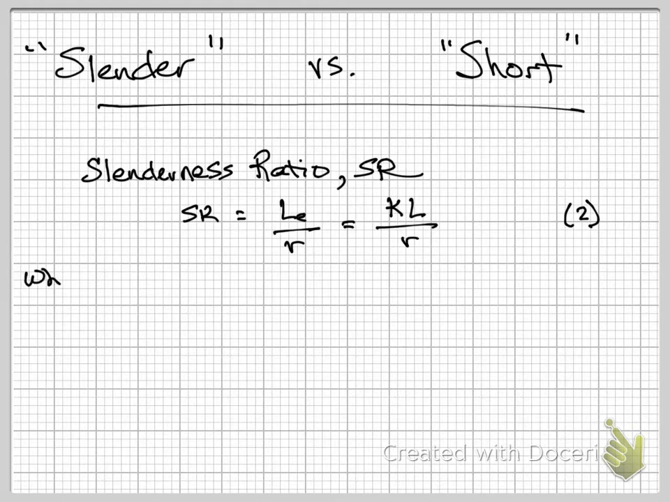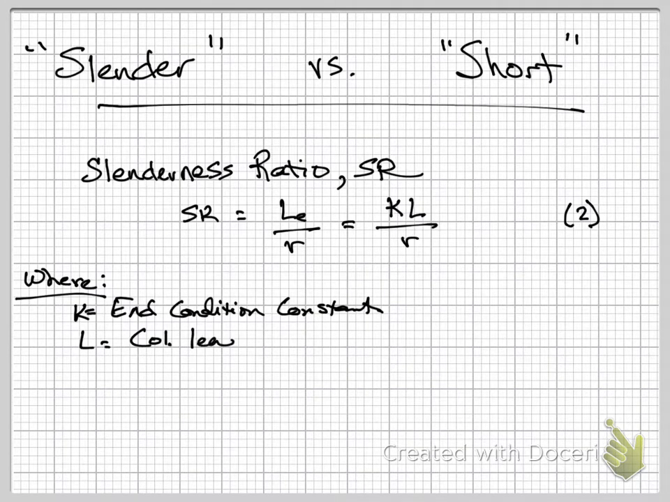And I'll go ahead and define all of our terms, where our K is the column constant, well, perhaps I should back up and say the end condition constant. L is the column length. LE is an effective length. And R is a radius of gyration.